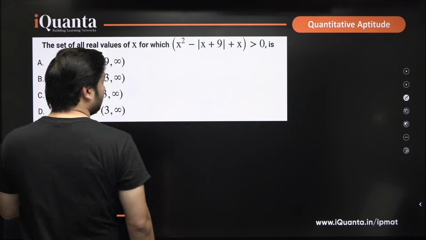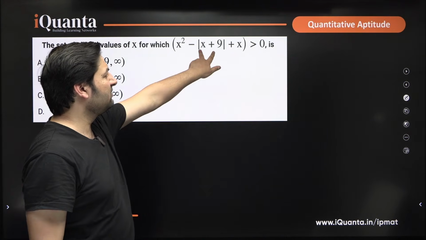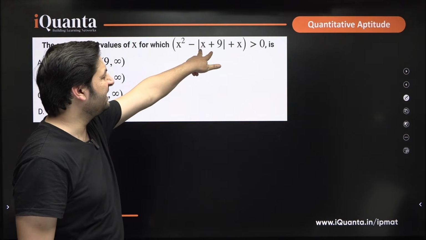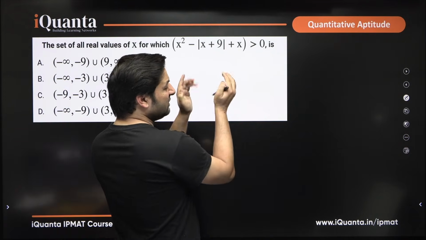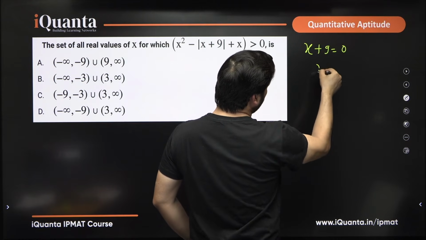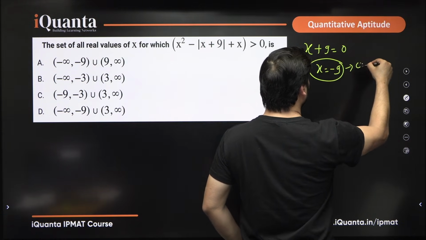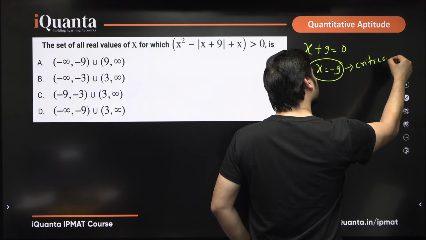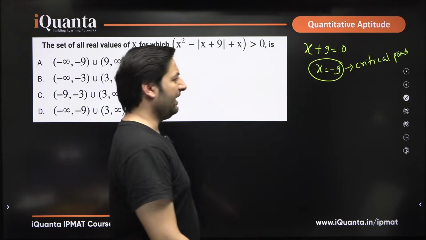You all know that in all modulus questions, our first target is the modulus part, okay? What do we see inside the modulus? It is x plus 9, okay? So inside the modulus part, we make it equal to 0. So x plus 9 will be equal to 0. x equal to minus 9 is my critical point, okay? Because we will be doing things around this value only, x equal to minus 9.